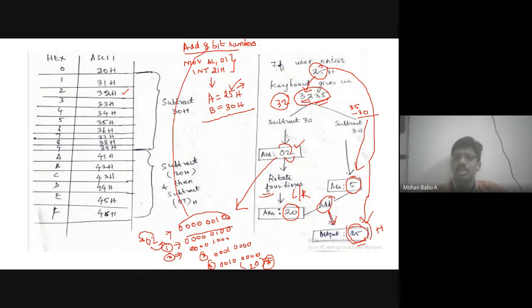Similarly, you will need to do the computation for 30 also, for the second input. So if you want to do 8 data, first you will need to do the computation for A, then you will need to do the computation for B.